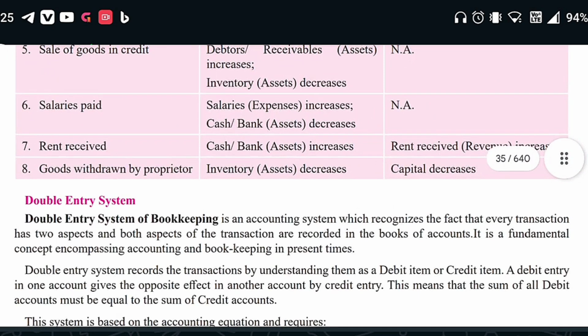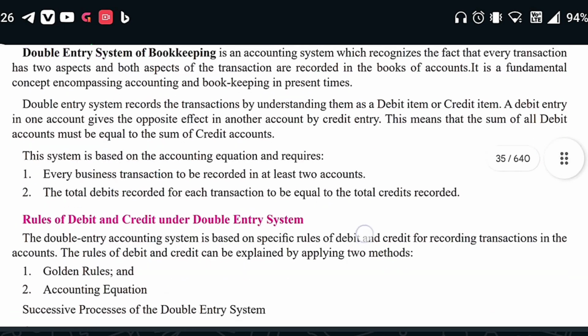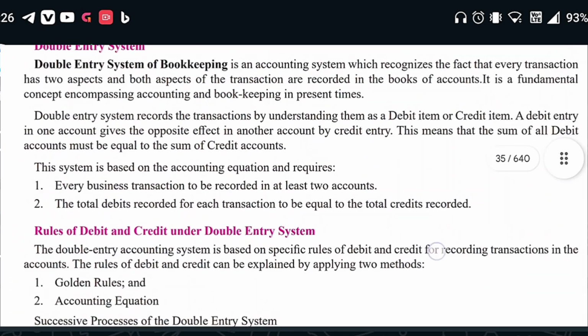Next we are going to talk about the double entry system. The double entry system is a way of keeping track of financial transactions in two ways. Every transaction has two sides, debit and credit, right? Both sides are recorded in different accounts. The system follows the accounting equation: assets equal liabilities plus equity.